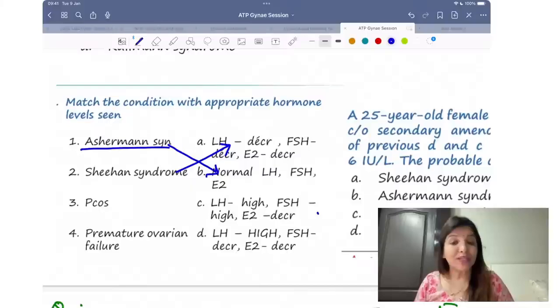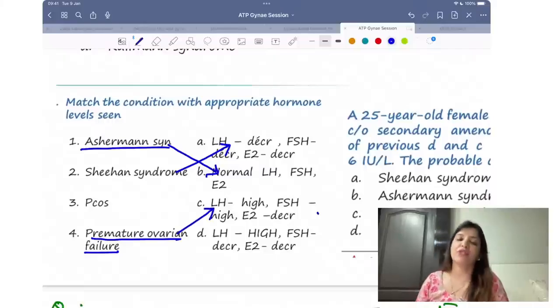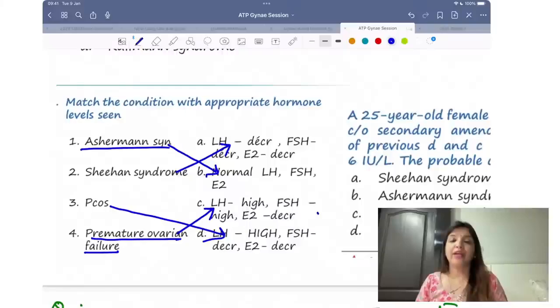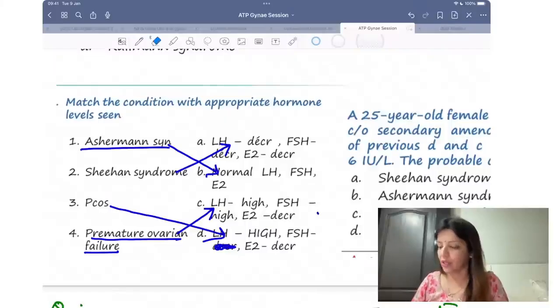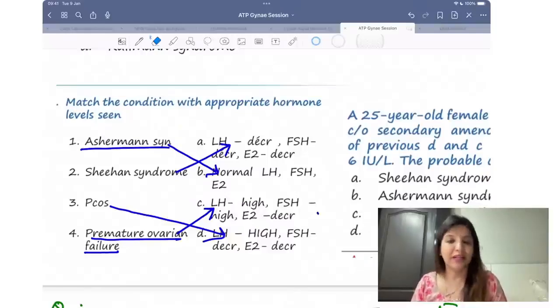Then what do you find in PCOS? In PCOS, FSH is normal, LH is high, and estrogen is also normal or can be high. Now, in premature ovarian failure, LH and FSH both would be high. So where LH and FSH are both high, I am marking it as POI. Where only LH is high and FSH is written as decreased, it is normal, and estrogen is also normal. Instead of normal, they have written decreased, but that is the only option remaining, so I am going to mark that as the answer. Rule out and find the answers. Clear to all of you?